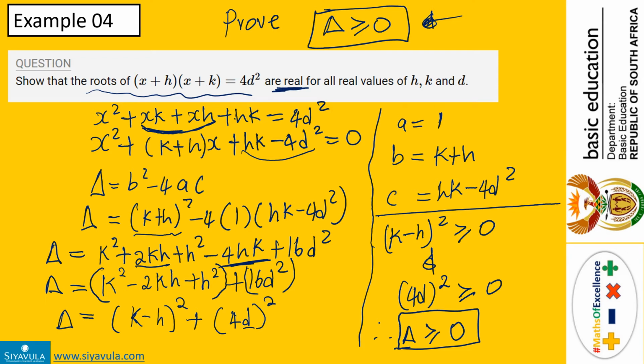So therefore, we have proven that the roots of this equation will always be real. It was quite a challenging question, but that's how you approach it. You just try to show that those things will always be squared, meaning they won't be negative, they will always be above 0, meaning your delta will always be greater than or equal to 0. Therefore, we can conclude the roots of that equation will always be real.